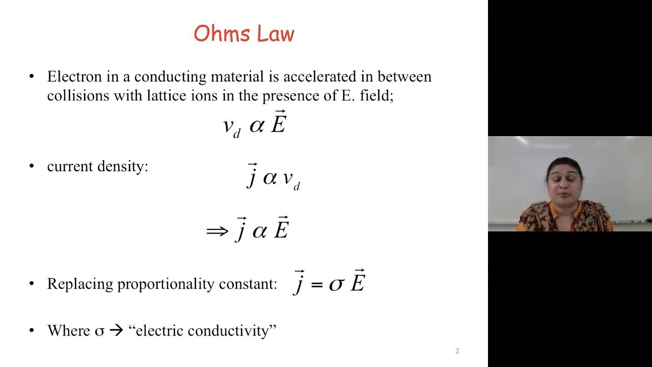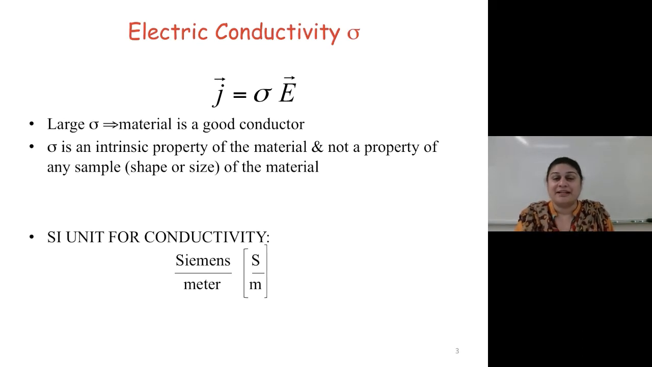If you replace the proportionality constant, we get J equals sigma E, where sigma is called the electrical conductivity of the material. If sigma is large, then the material is a good conductor. It is an intrinsic property of the material, and it is not a property of any shape, size, or sample of the material. The unit for conductivity is Siemens per meter.